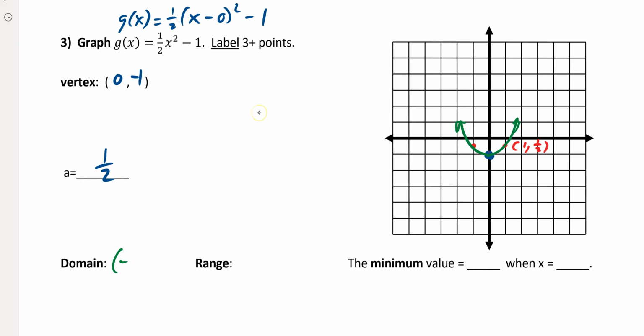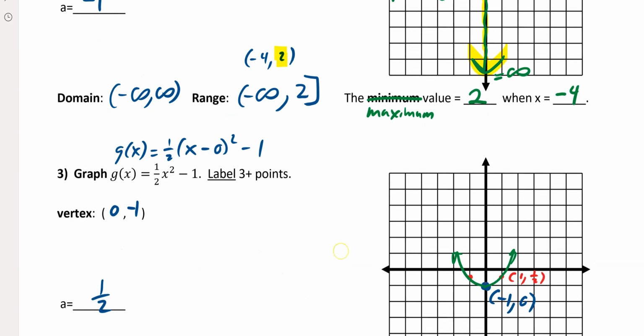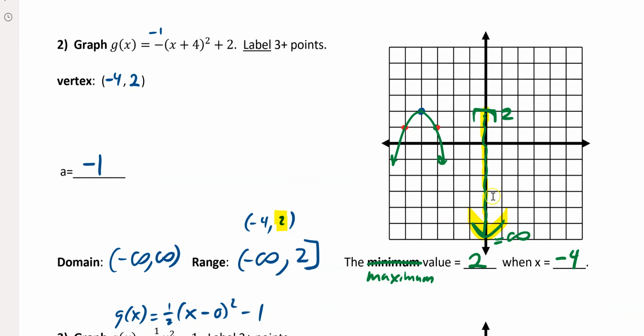So our domain again is -infinity to +infinity. And our range is based off of this guy. If it's -1, we know that we're going to be starting at -1 and going off to infinity. And here our minimum value is -1 when x is 0. So that vertex tells us again everything we need to know about our graph. It tells us the minimum value. It tells us where the range starts or stops. If our a is positive, we know it's a minimum value. And if our a is negative, we know it's a maximum value. See, it's nice. All right, thank you.